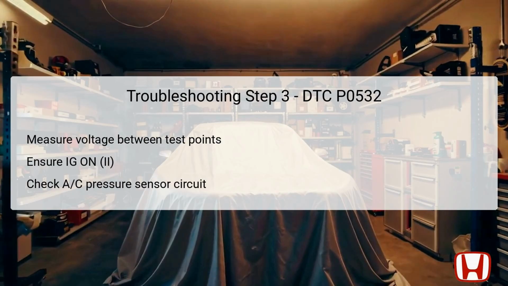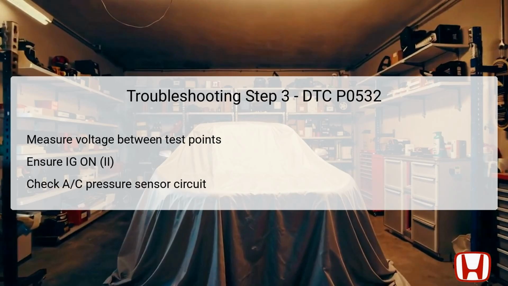In this step, the focus is on identifying whether the AC pressure sensor or other components are at fault. First, measure the voltage between the designated test points, which should be between test points 1, AC pressure sensor connector number 1, black wire, and 2, AC pressure sensor connector number 3, red wire.